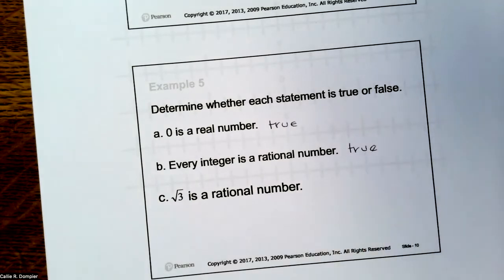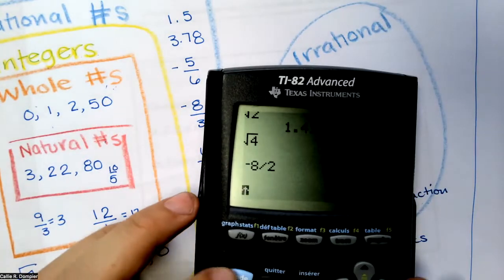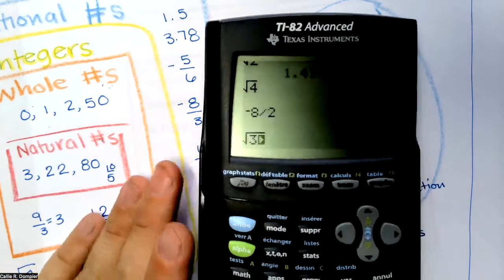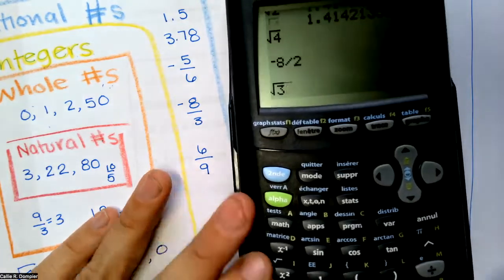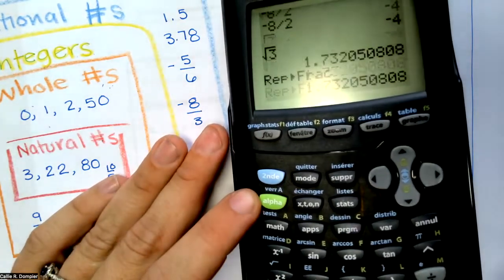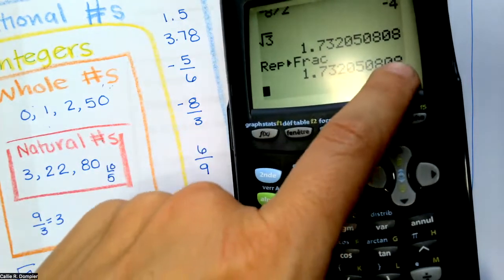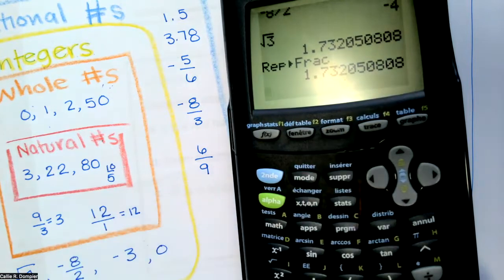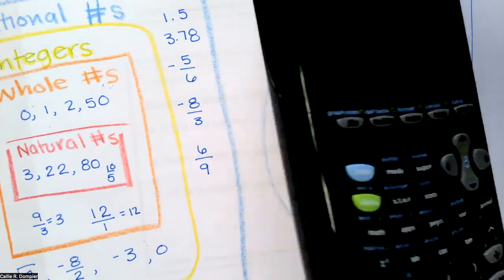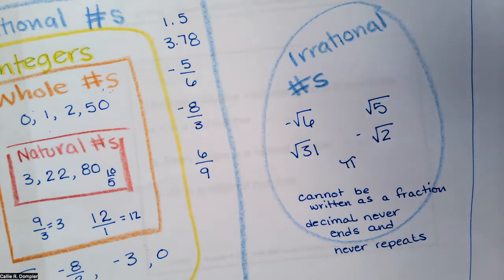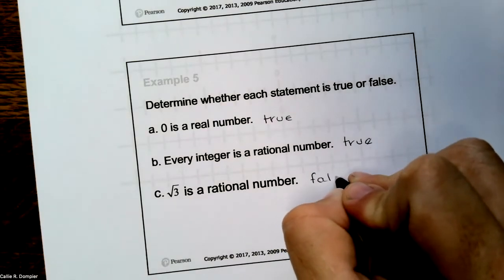The square root of 3 is a rational number. Irrational numbers cannot be represented as fractions. So if I go to math fraction, there is no fraction. It just shows me the decimal again. And it doesn't look like there's any pattern with the decimal. At the very end, it's 0808. But it doesn't end, right? So I'm going to say that the square root of 3 is an irrational number. So that would be false.